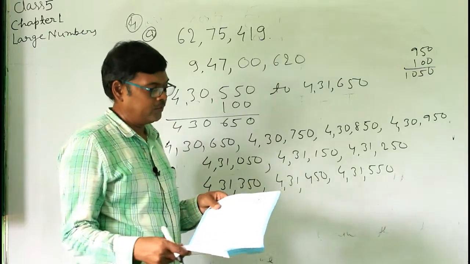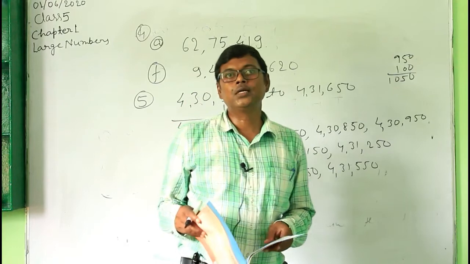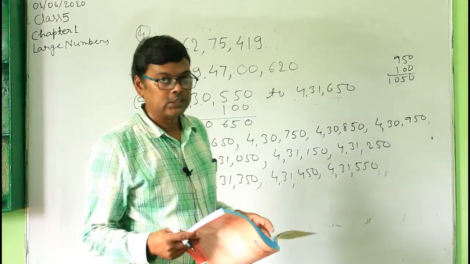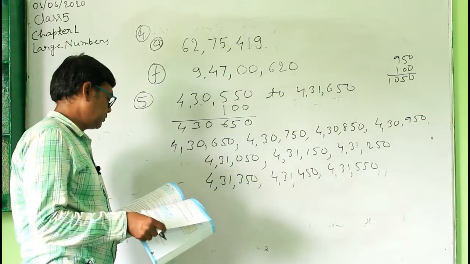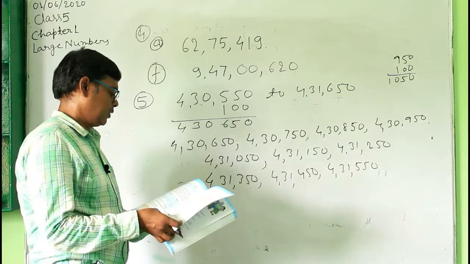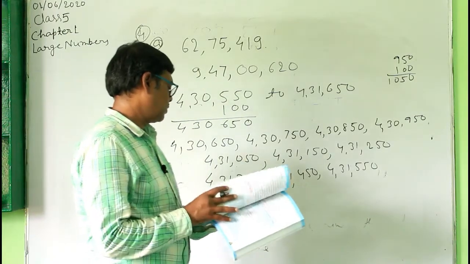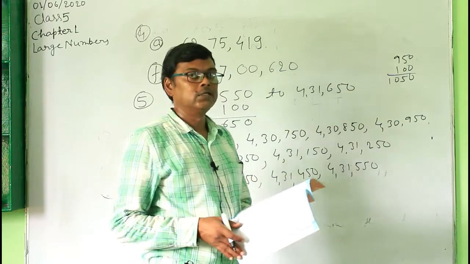So this is the end of exercise 1.1. You will solve the remaining questions which I didn't solve. You will take this as homework and solve it. And now exercise 1.2. In exercise 1.2, we will study about the 9-digit numbers.